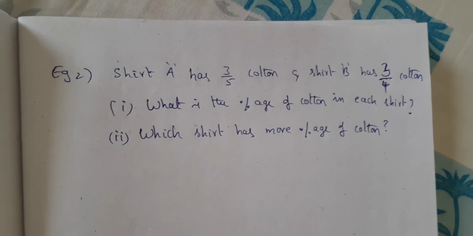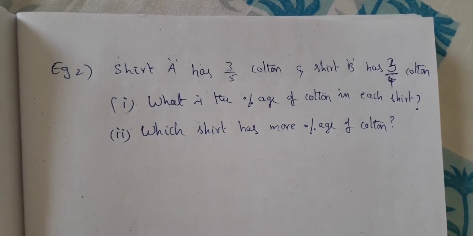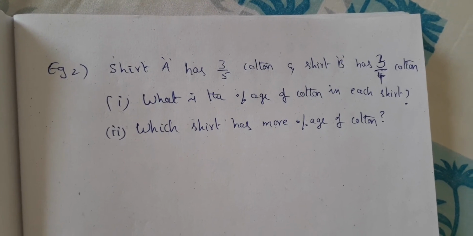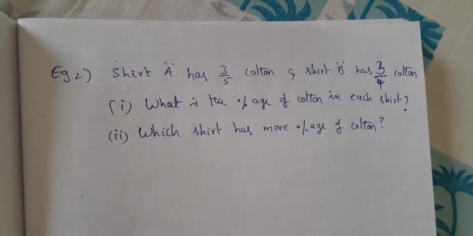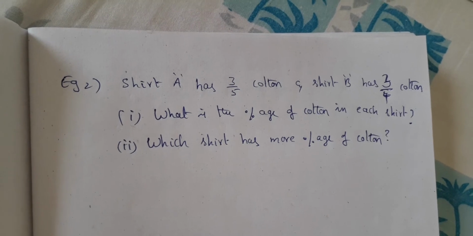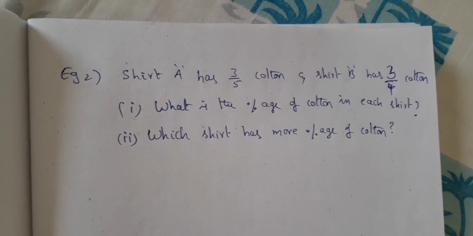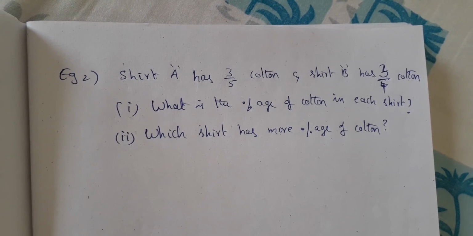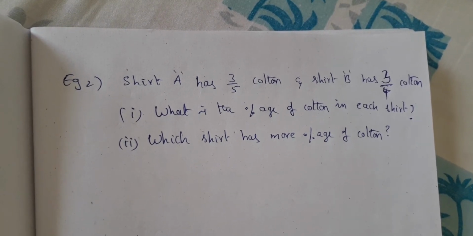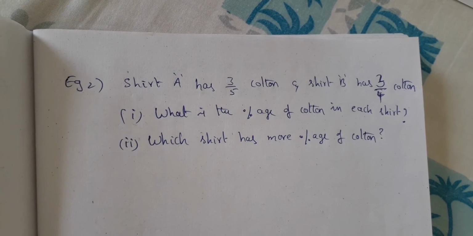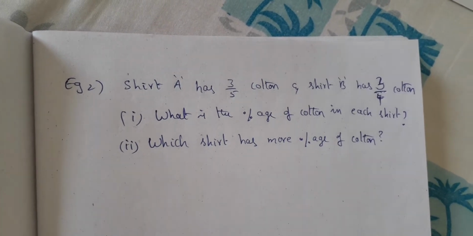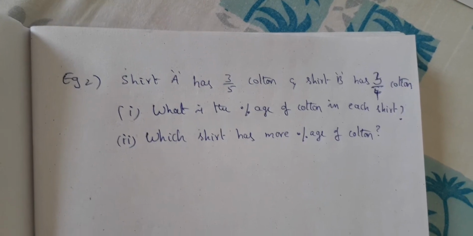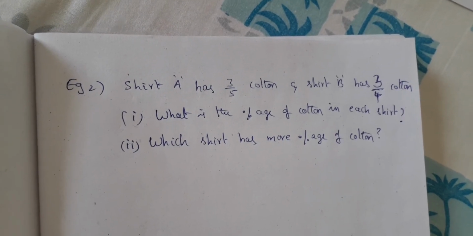Now let us see example 2. Shirt A has 3 by 5 cotton and shirt B has 3 by 4 cotton. We don't know what the other material used in making the shirts is. But in which form is it given? Yes, it is given in fraction form. You can use the fraction method. So what is the percentage of the cotton in each shirt? Which shirt has more percentage of cotton?